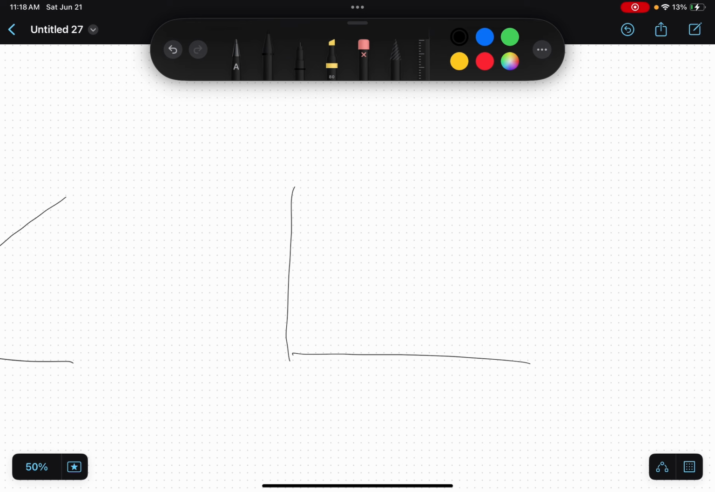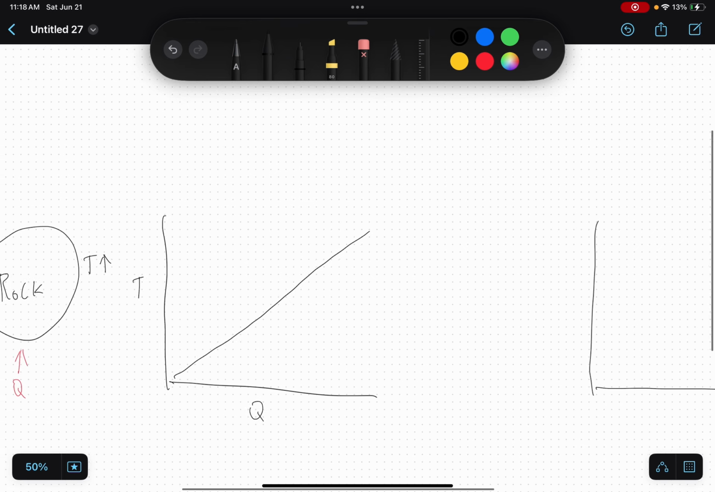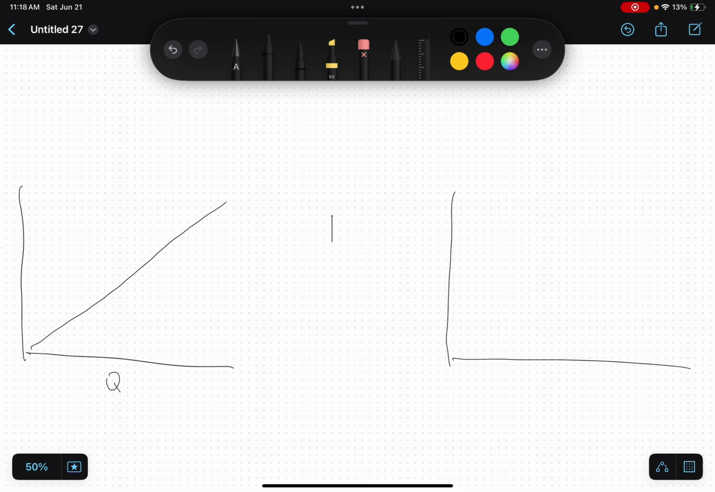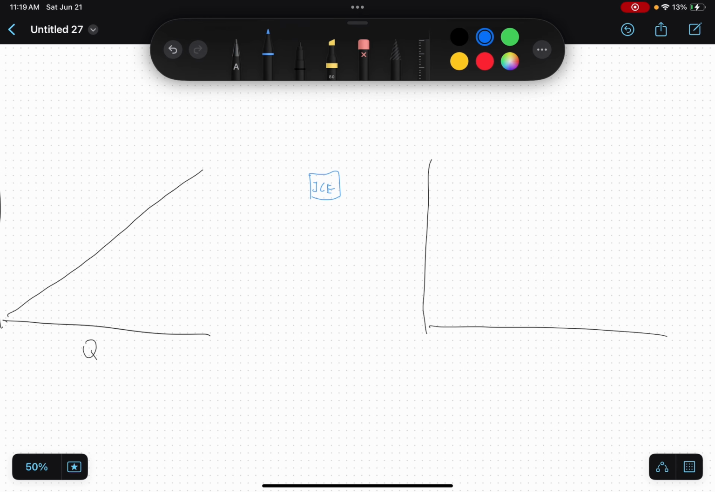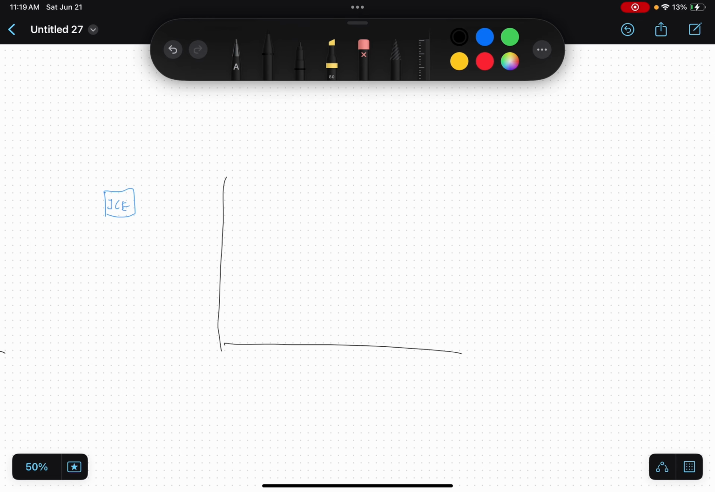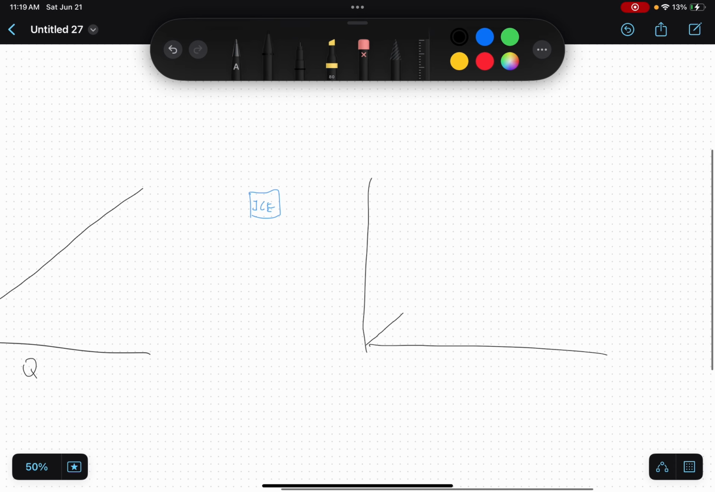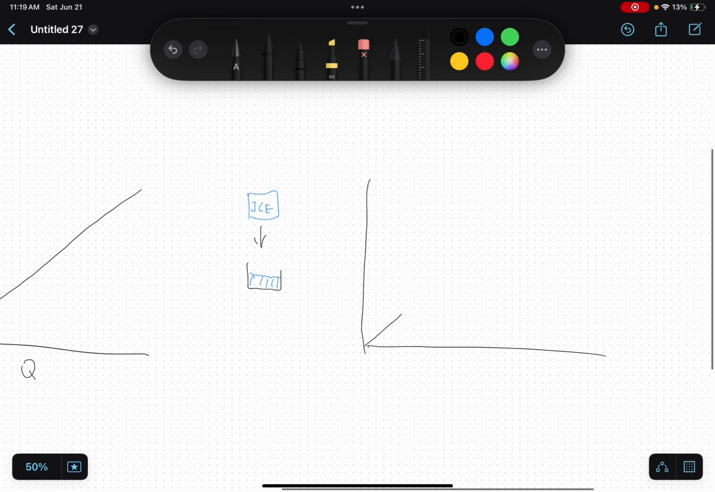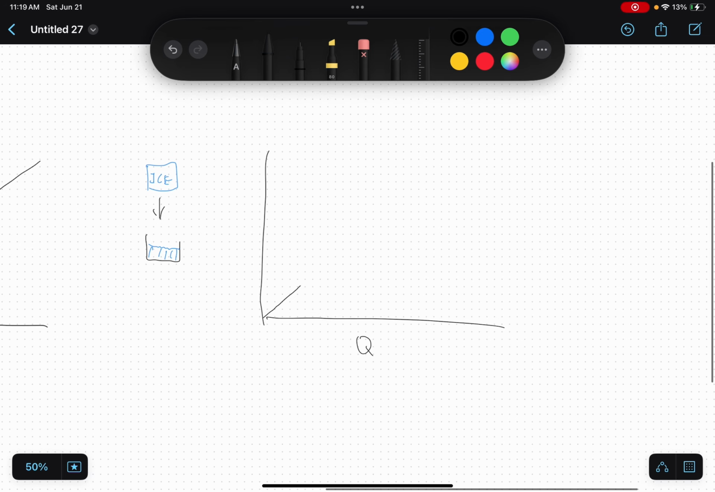So it starts off as ice, and as ice, you could think of it as a rock. So you've got the ice rock. That's supposed to be an E for ice. Okay, so as ice, you can put heat into it and it'll heat up normally. But then, when it transitions to water, if you put in heat, it won't heat up. Instead, it'll melt.